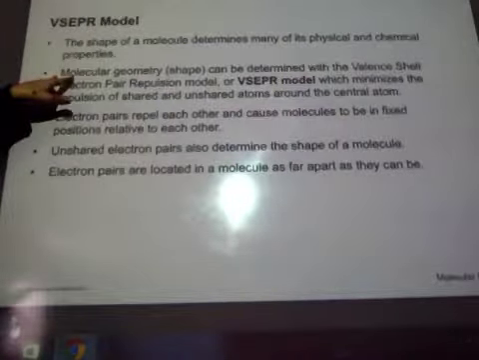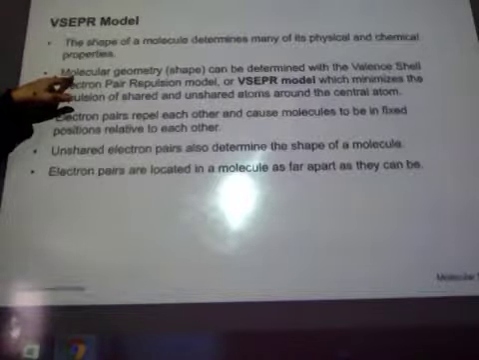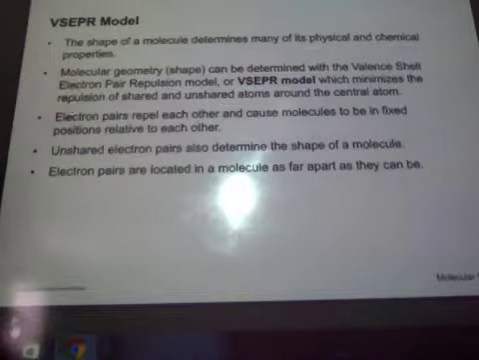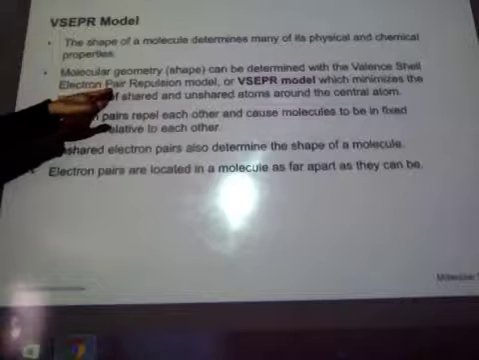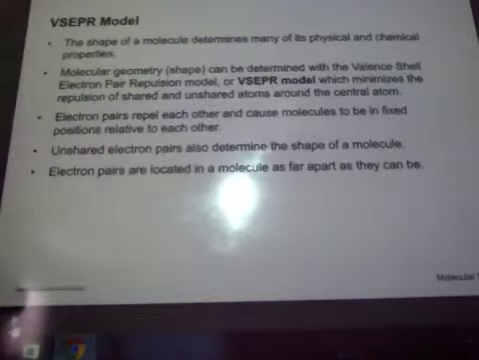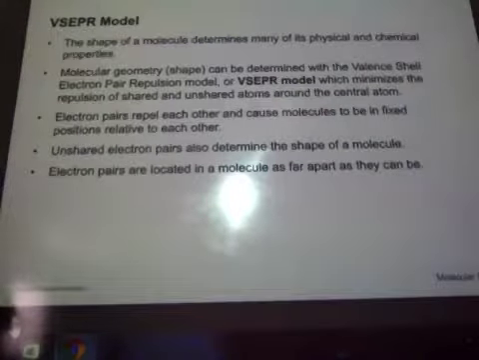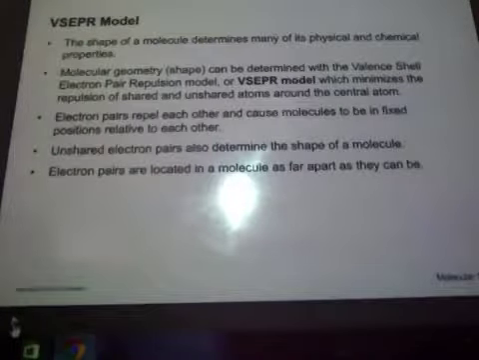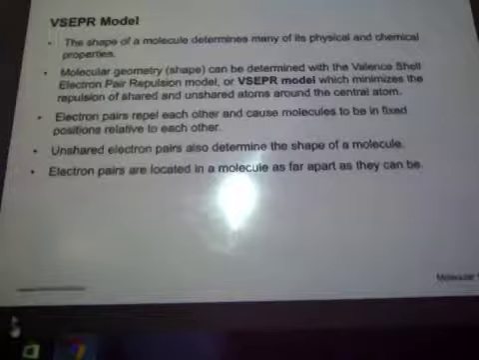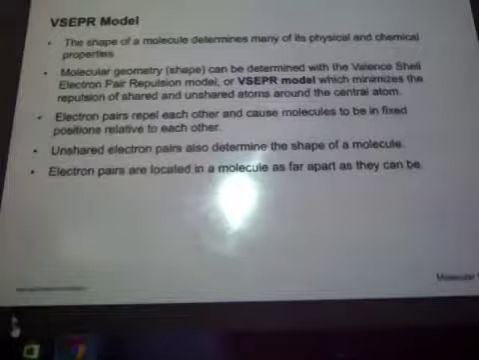The geometry or the shape can be determined with VSEPR, which is the word that I'll just use all the time. VSEPR stands for valence shell electron pair repulsion model, so we're looking at valence electrons, the outside shell. What that does is minimize the repulsion of shared and unshared electrons. Electrons have what charge? Negative. Opposites attract, same charges do what? Repel. They don't want to be by each other.